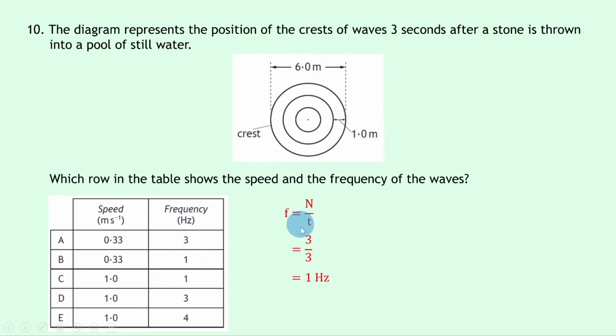But now I can use my frequency in the equation for speed. So I have v equals f lambda, which equals 1 times 1.0, because that is my wavelength going from crest to crest, the top point of one wave to the top point of the next wave. So that's 1 times 1, which gives me 1 meters per second. So that means my final answer is 1.0 and 1, which is C.